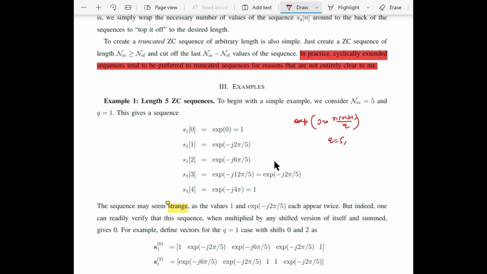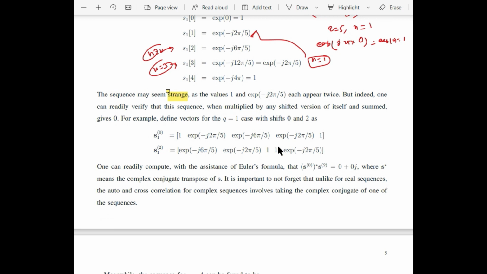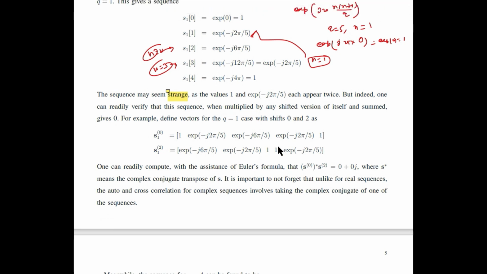If we put n is equal to 0, then we get exponential j 2 pi into 0 into 1 by 5, that means exponential 0, so 1. Then we put n is equal to 1 and we get this, n is equal to 2 we get this, n is equal to 3 we get this, and so on. So this sequence will extend, but we can change it like that. If q is equal to 1, then the sequence changes, and for q is equal to 1 only the shift changes, right? We can change the shift only.